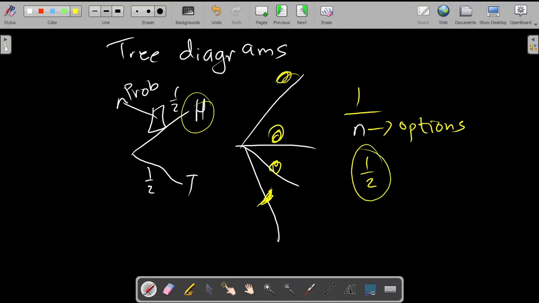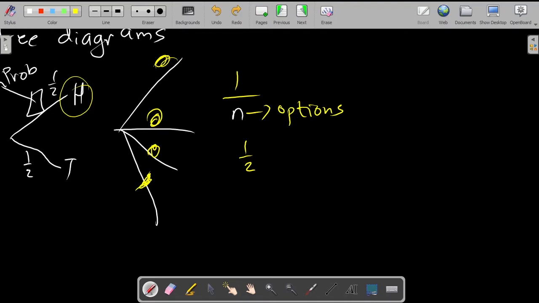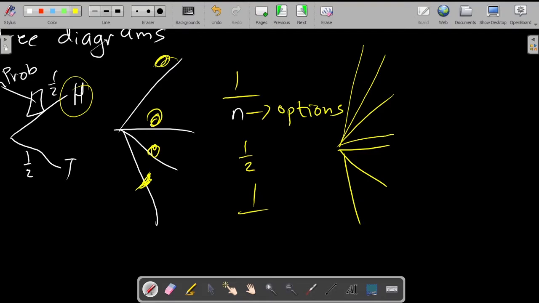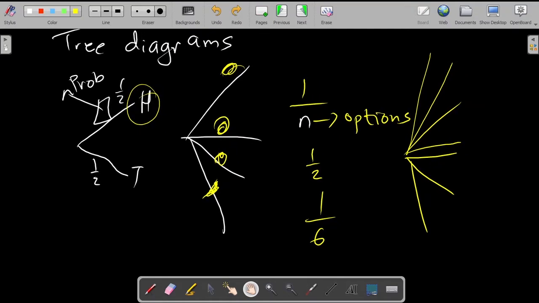Now, if you have a die, which is the singular for dice, let's say we have one standard one, which basically has 6 sides, then you have 6 options, and each of the options has 1 over n chances of happening, which should be 1 over 6. So that is how you work out the probabilities of each of the branches.